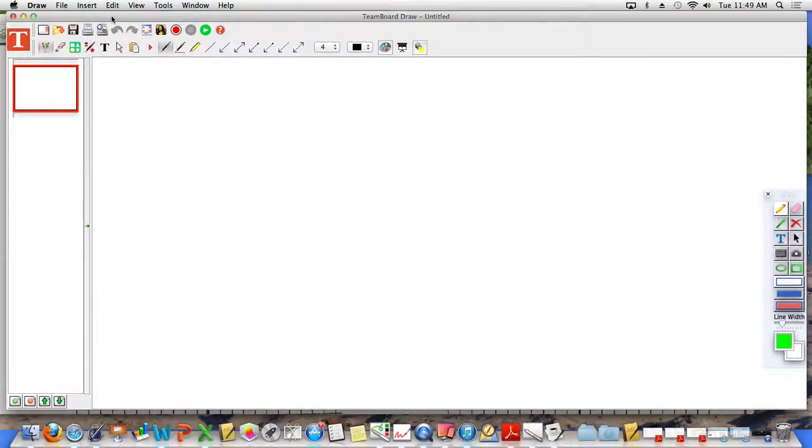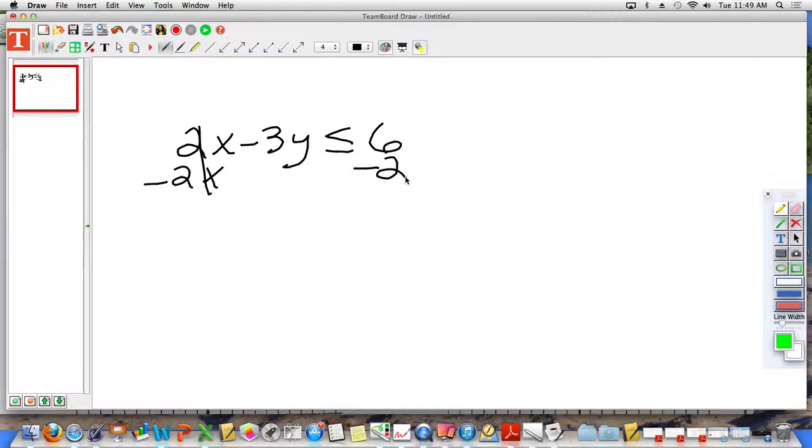Something else that I need to show you is if you have a situation like this, if you are graphing 2x minus 3y is less than or equal to 6. I just want to remind you of a couple of things. First of all, you're going to need to solve for y. So you're going to subtract 2x from the left-hand side, subtract 2x from the right-hand side. So negative 3y is less than or equal to 6 minus 2x.